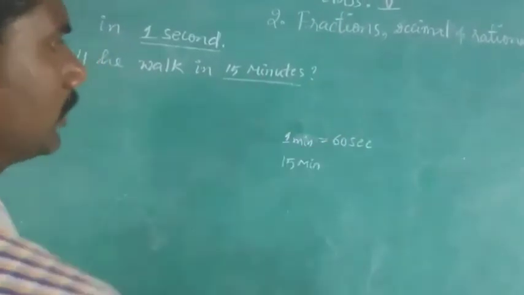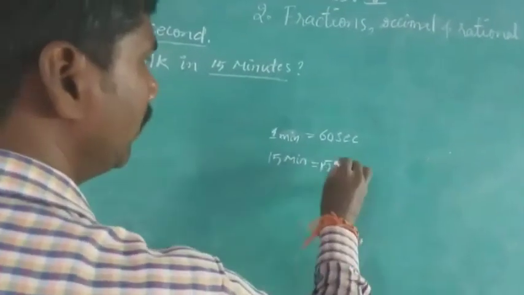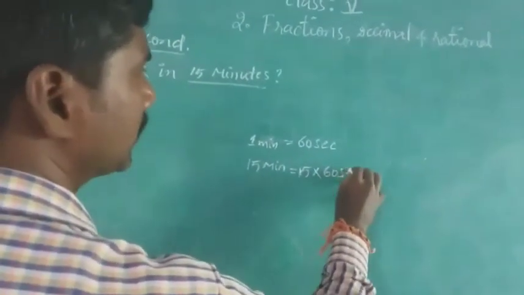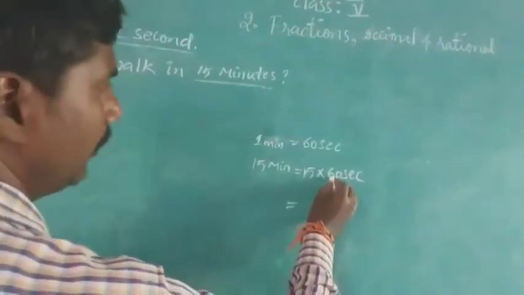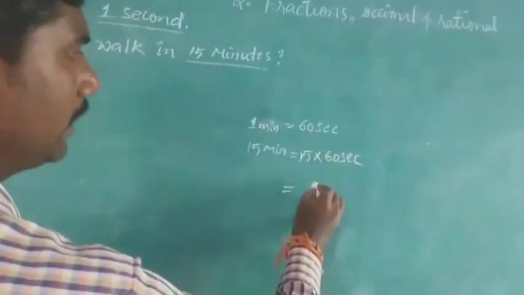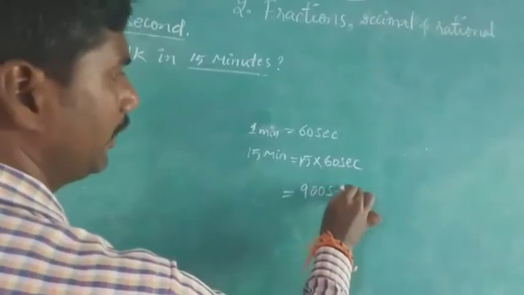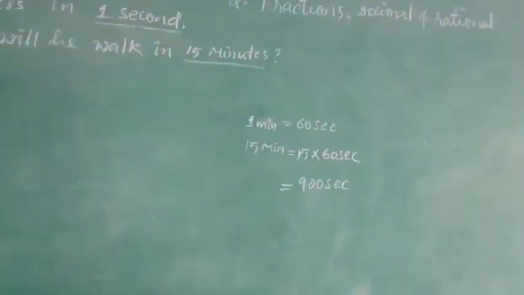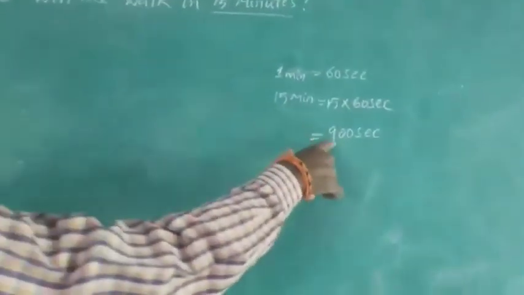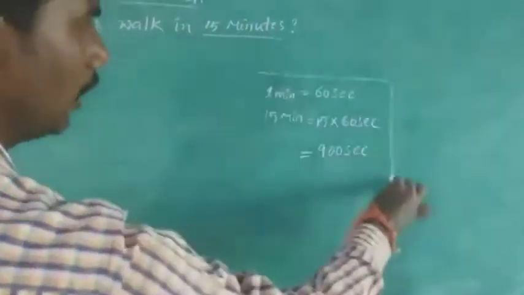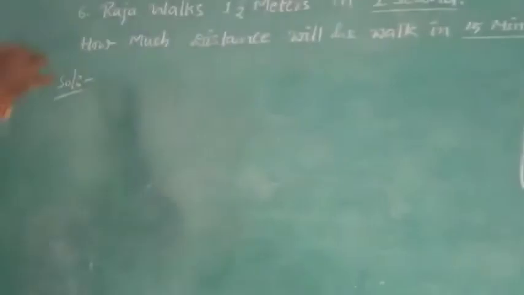So therefore 15 minutes, 1 minute is equal to 60 seconds. So 15 minutes is equal to 15 into 60 seconds. Once you multiply, 15 6s are 90, 900 seconds. Right or not? So 15 minutes is equal to 900 seconds. This is the calculation I did, keep this in your mind. Now I am going to start.